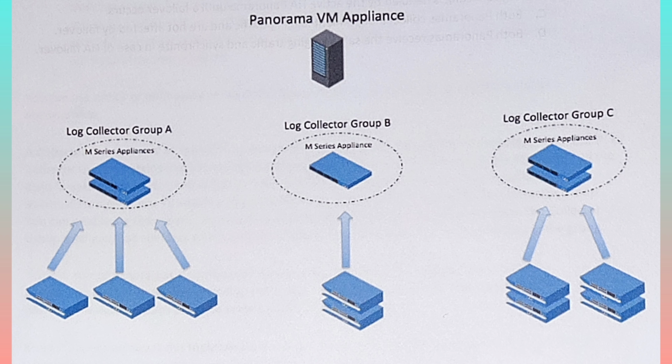Number one, local log collectors. This type of log collector runs locally on the Panorama management server. Only M-600, M-500, M-200, and M-100 appliances or Panorama virtual appliances in Panorama mode support a local log collector. Note, if you forward logs to a Panorama virtual appliance in legacy mode, it stores the logs locally without a log collector. Dedicated log collector is the second one.